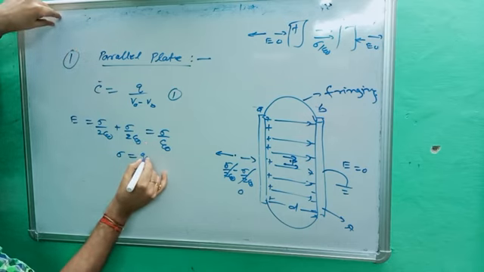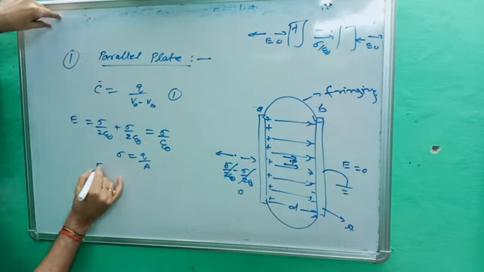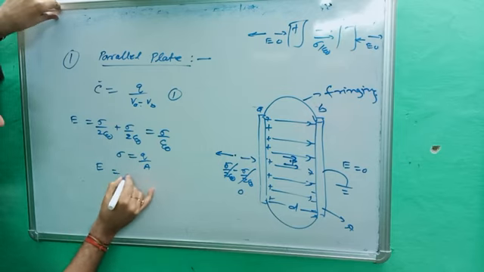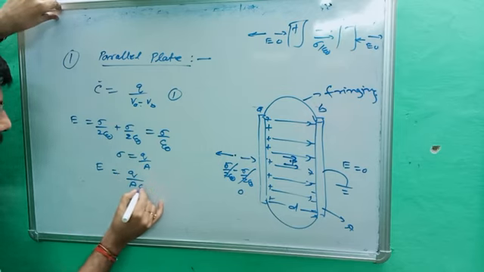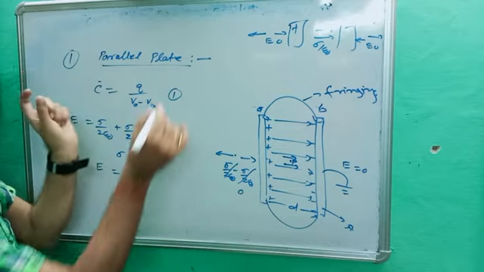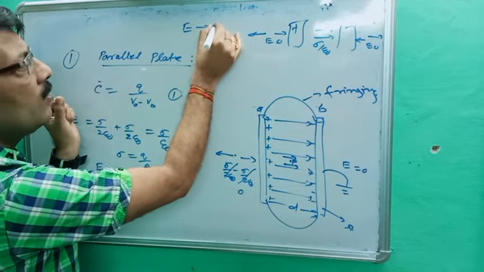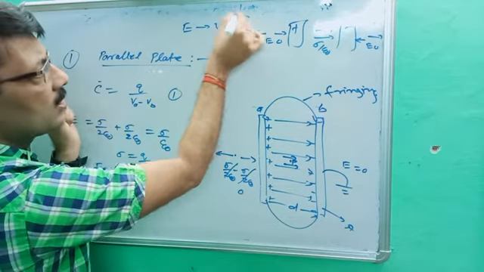But we know the formula of sigma. Sigma is equal to Q upon A. So what is the electric field? E is equal to Q upon A epsilon naught. We got the first step. Our track was: from E we will get V, and from V we will get C. This is our track.